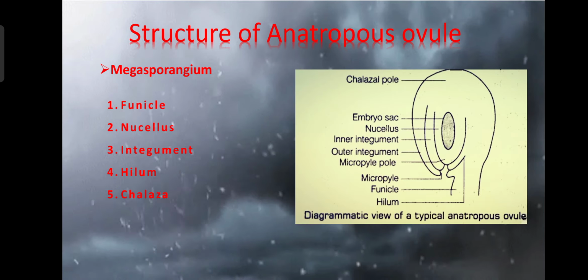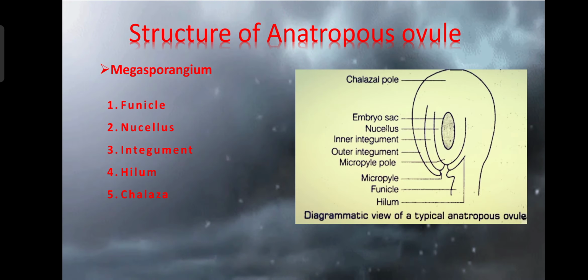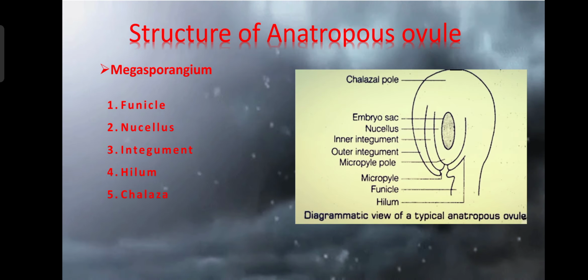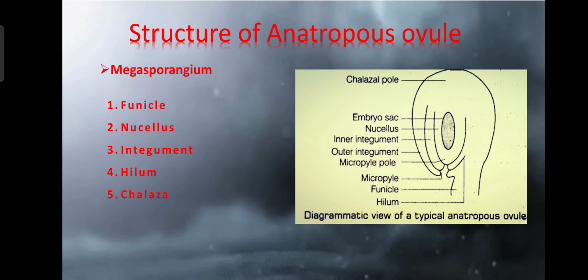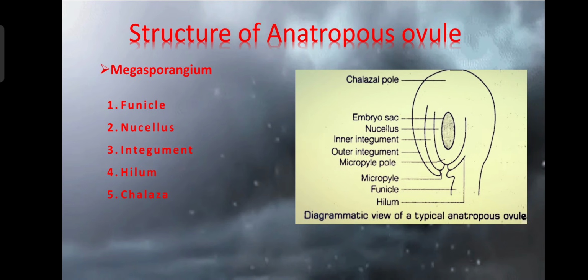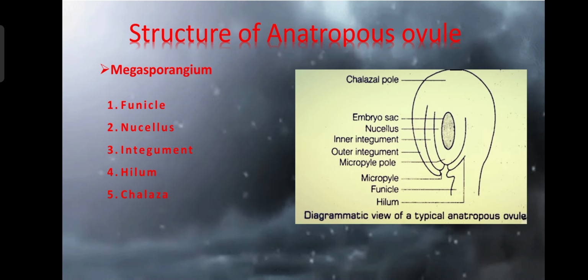Next comes the chalaza. Chalaza is the basal part of the ovule. It is the basal part of the ovule. Here the integument covers the nucellus completely. Regarding the chalaza, it is the basal part of the ovule. The integument covers the nucellus completely.